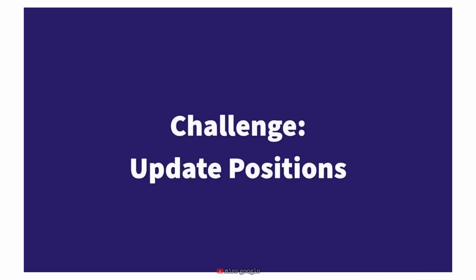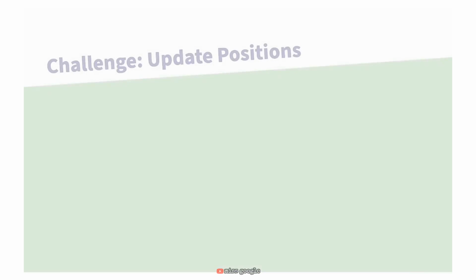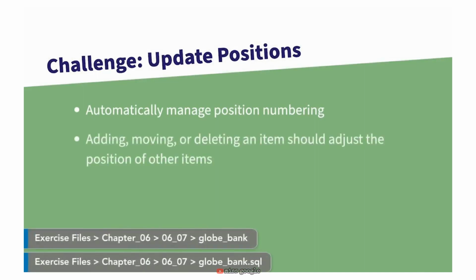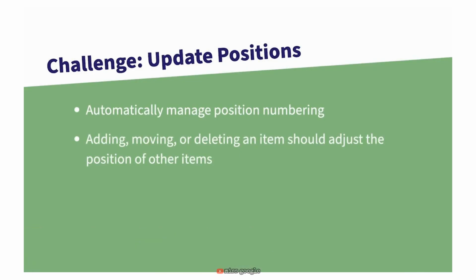It's time for another challenge assignment. This one is a difficult challenge. It's the hardest one we've had yet, but it doesn't use any skills that you have not learned. It just requires persistence and very careful reasoning. The idea behind the challenge is to automatically manage the position numbering of your subjects and your pages. That means that whenever you add a new subject, move a subject to a different position, or delete it, it should adjust the positions of the other items accordingly.